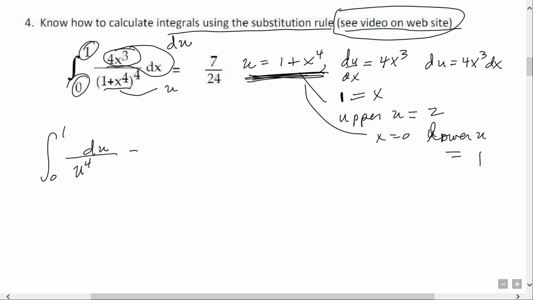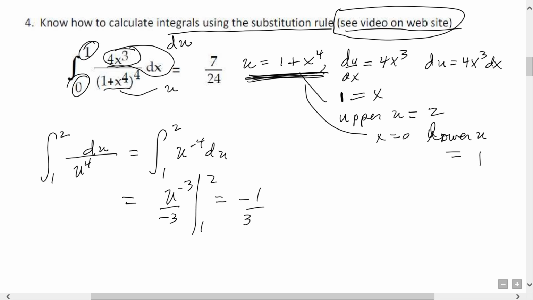which we can rewrite as the integral from 1 to 2 of u to the minus 4 du, which is equal to u to the minus 3 over minus 3 between 1 and 2, which is equal to minus 1 over 3u to the third power between 1 and 2.